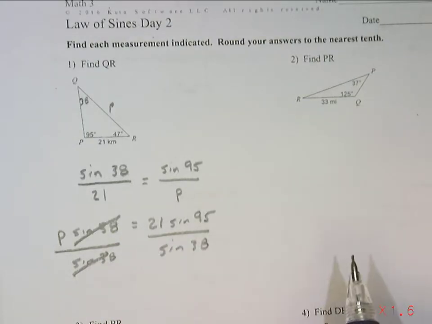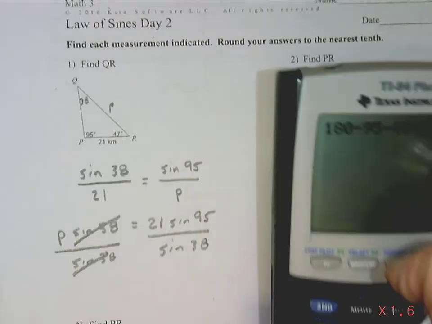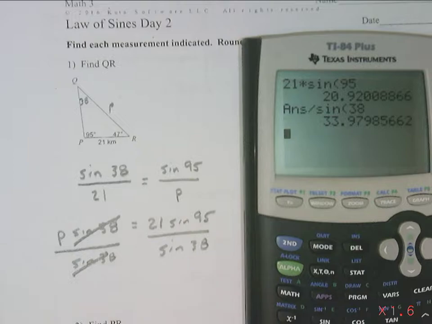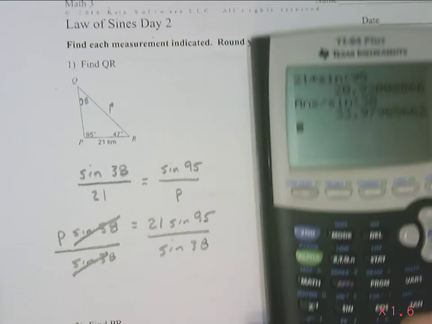And now we've got to head to our calculator. I know a lot of you are borrowing calculators these days, so I'm going to have to find that feature on your phone. Make sure you're in degree mode with whatever device you're using. I'm going to hit 21 times sine of 95, and I always like to hit enter after I do the numerator so I don't have to worry about my parentheses. And then I'm going to divide that by sine of 38, and that's going to give me that missing side, 33.98. The directions on the ditto say round to the nearest tenths.